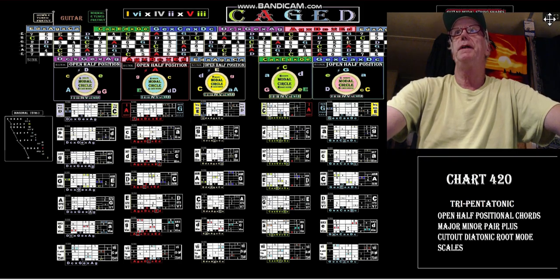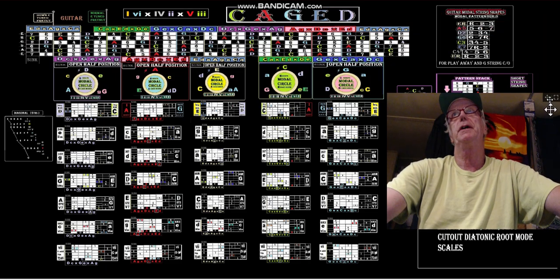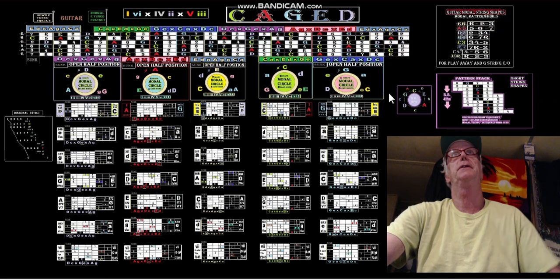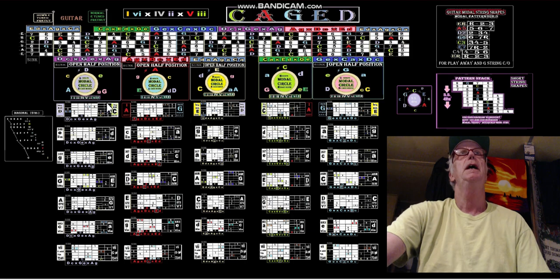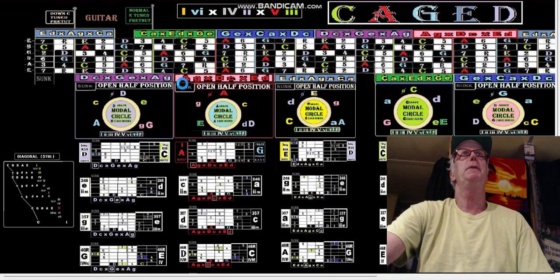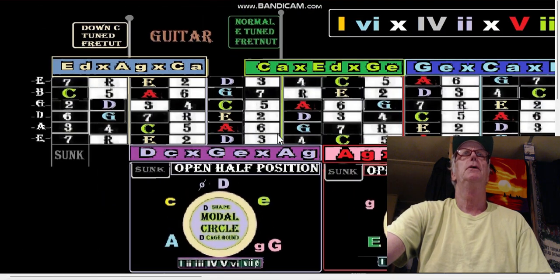Tri-pentatonic open half positional chords, major minor pair, plus cutout diatonic root mode scale. So we just covered a little bit of that second topic. And then we also have the major minor pairs up here. Okay, so these are the relatives.